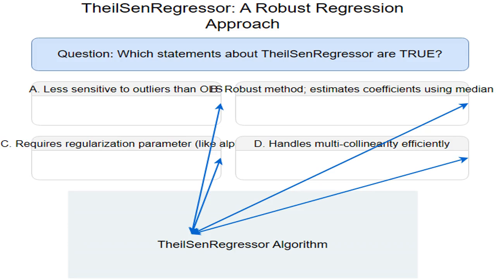This simply refers to the underlying mathematical process of TheilSenRegressor. The key takeaway is that it uses the median to calculate the regression line, making it robust to outliers. We don't need to get into the specific details of the algorithm for this question.